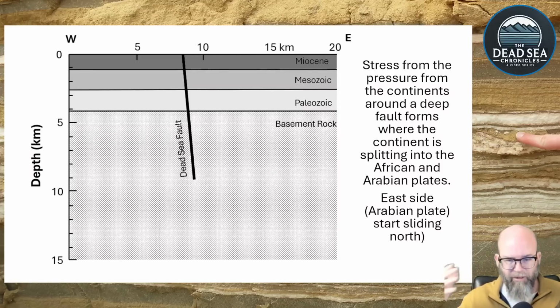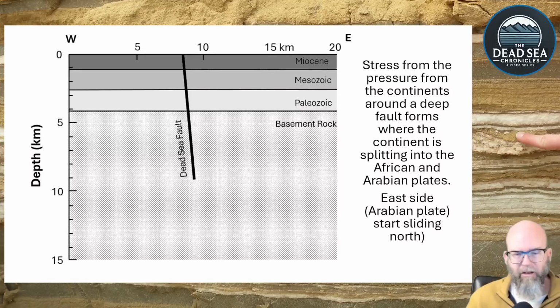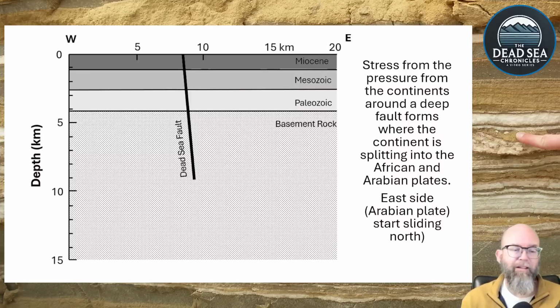So if you're a young Earth creationist watching this and you want to think about how you're going to explain this, think about these different stages of what would have happened and when you think that might have happened. All right, so there's stress that builds up, right?